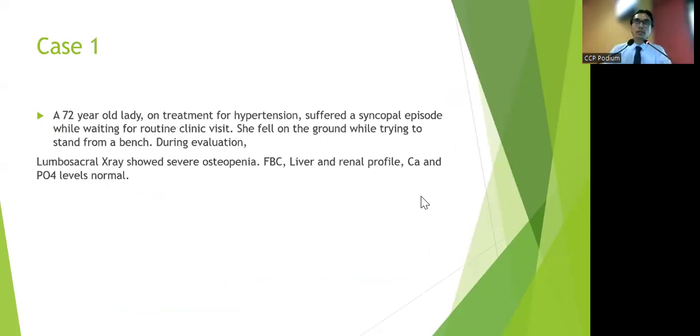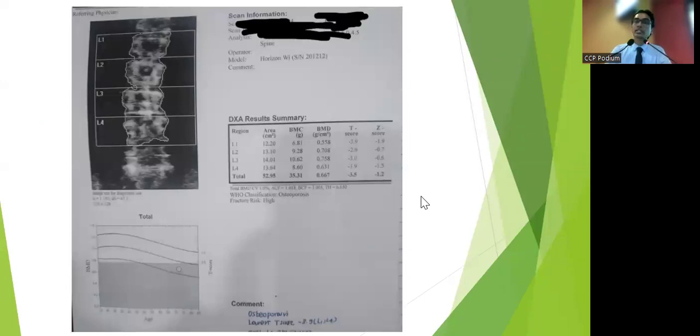Having talked about this pathogenesis, let me present two patients that we came across in the past year. The first patient is a 72-year-old lady who came for her routine medical clinic visit. As in many other medical clinics, she had to wait a long time in the queue for her turn. When she stood up from the bench, she had a syncopal episode and fell on the ground. So we admitted her and did some investigations. This episode by itself was in fact a postural syncope, so we addressed it as such, but she had long-term back pain. So we did a lumbosacral spine X-ray, which showed severe osteopenia. Then when we did the DEXA, we found out there is osteoporosis.